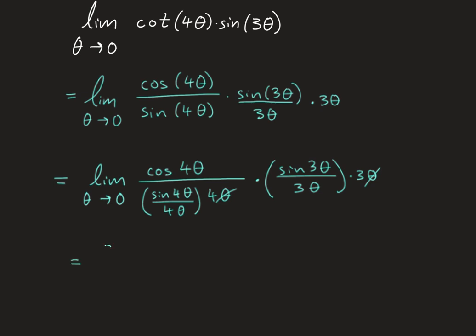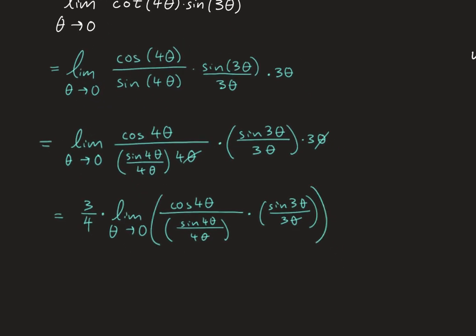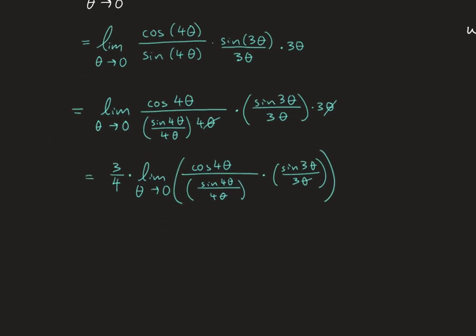I would have 3/4 times the limit as theta approaches 0 of, let's see, cosine of 4 theta divided by, in parentheses, sine of 4 theta divided by 4 theta times the sine of 3 theta divided by 3 theta. So why am I making any progress right here? Because I know that the limit of a quotient is the quotient of limits, and the limit of a product is also the product of limits.